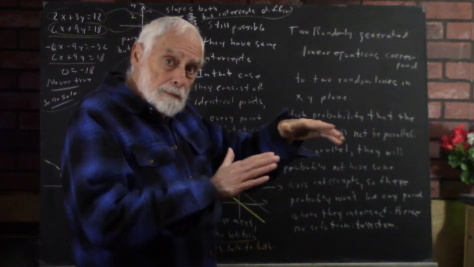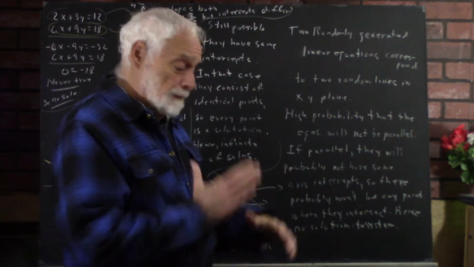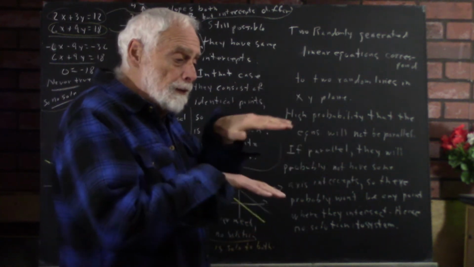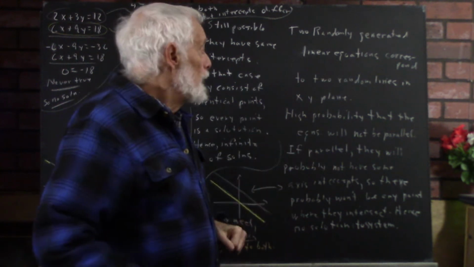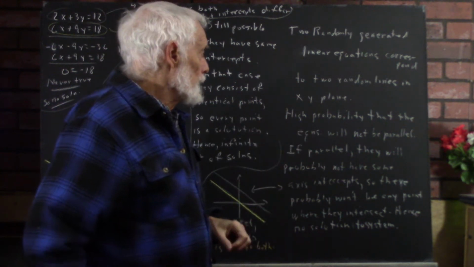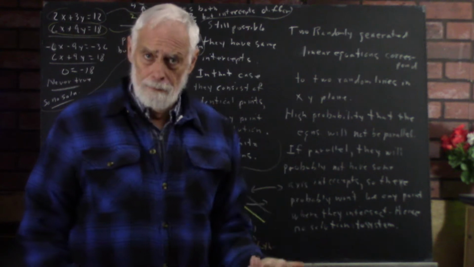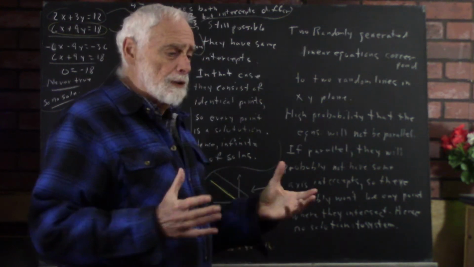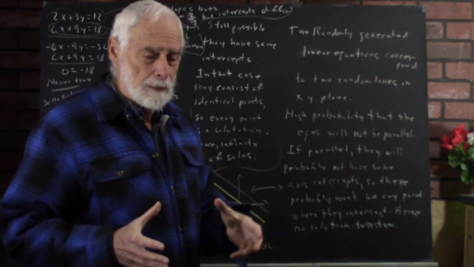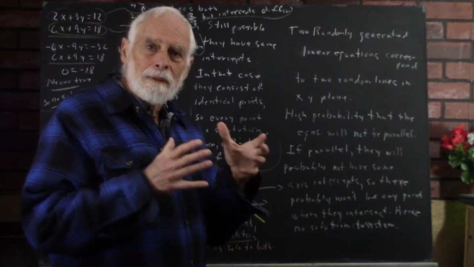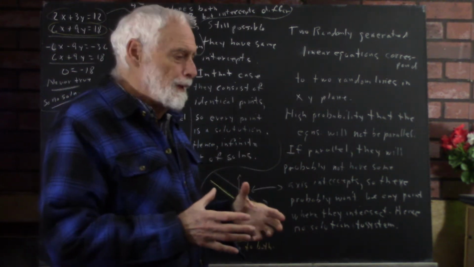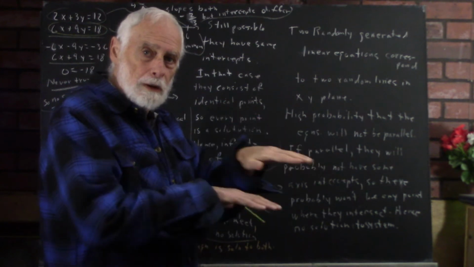So lines could be anywhere, angled any way. They could even conceivably be parallel, unless you're randomly generating the numbers from an infinite set. Okay, so if you randomly generate the numbers from a finite set of numbers, then there is a non-zero probability that you'll end up with two parallel lines.